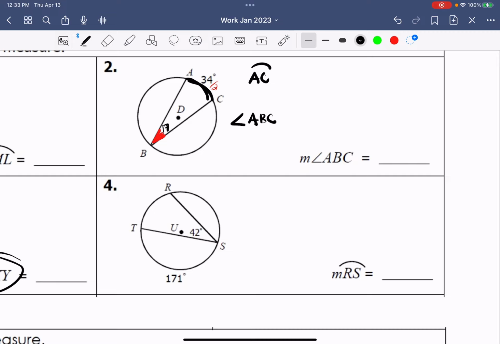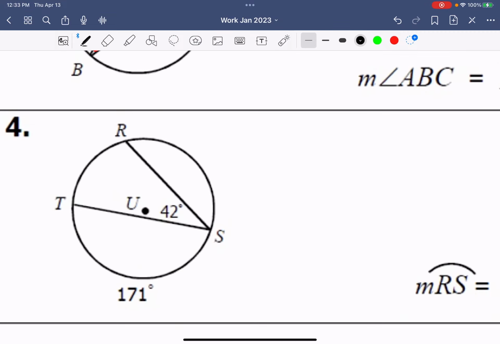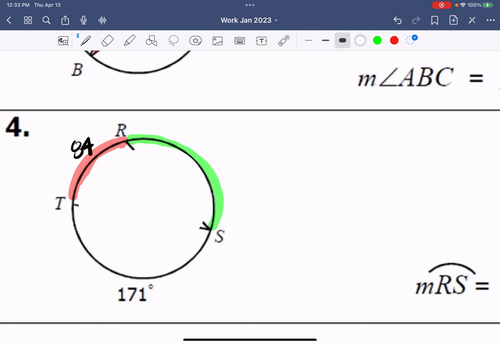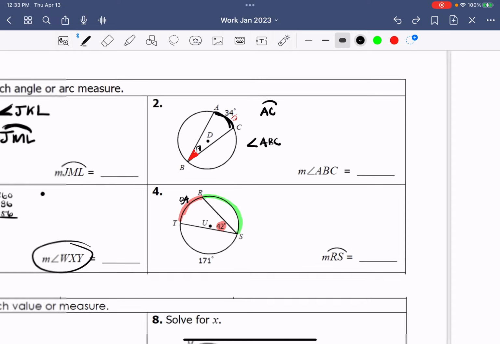Okay, same thing for the other ones. That's one you can try. They wanted you to find arc RS, so really they're looking for this answer. The only way you can do that is you know the angle. This angle gives you this arc by doubling it. So you multiply by 2, and we get 84. Now if I want to know the green arc, RS, I think about how much is a whole circle, 360. So I subtract the other two numbers that I know, and that would give me the answer to this green piece.